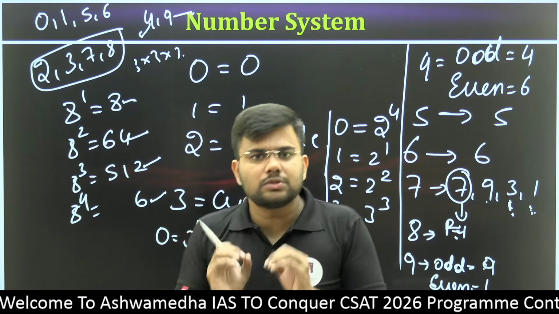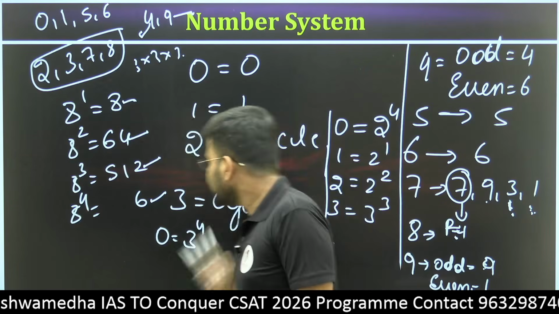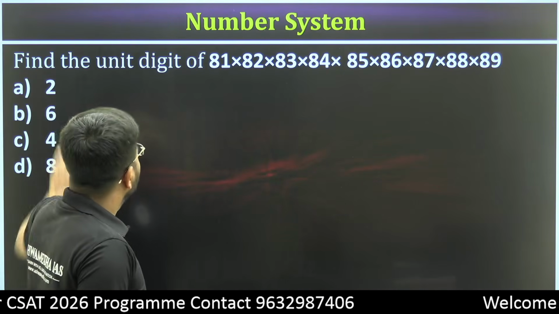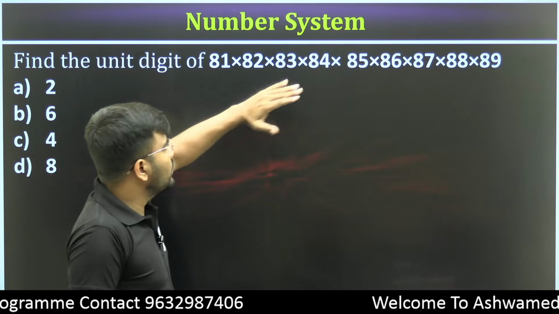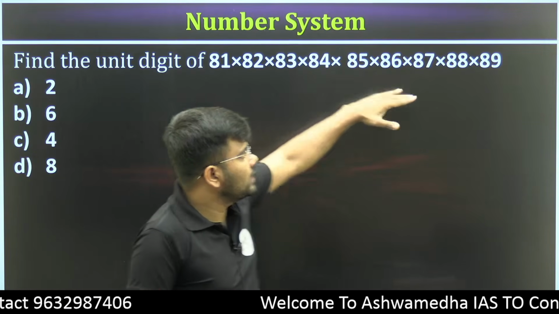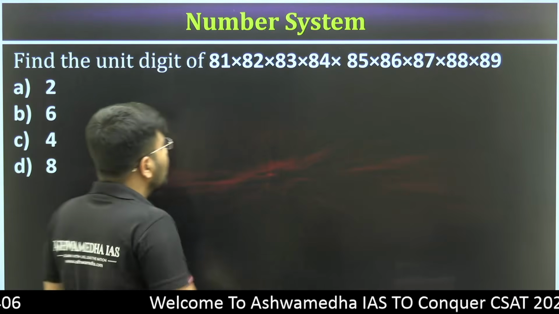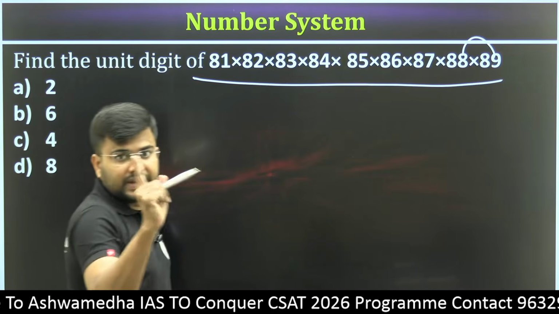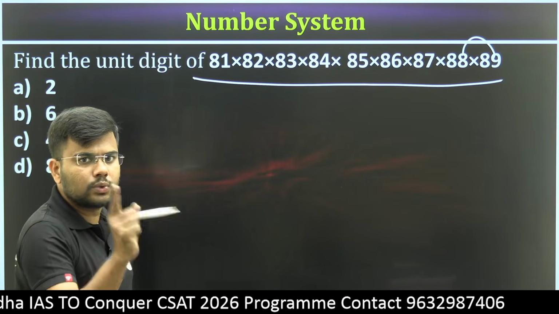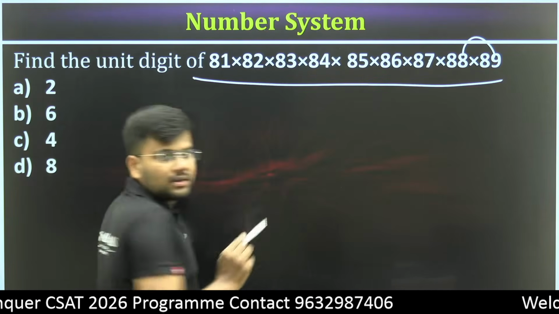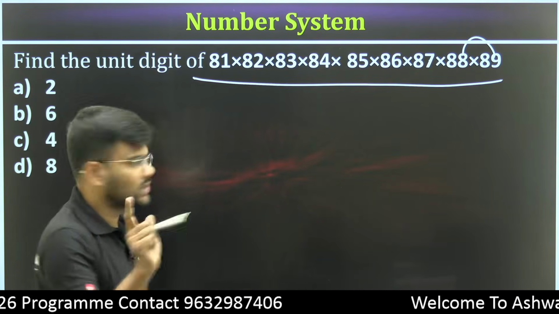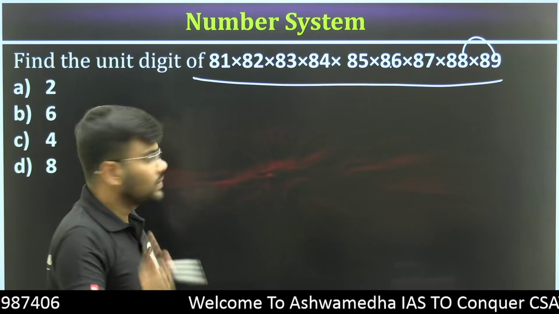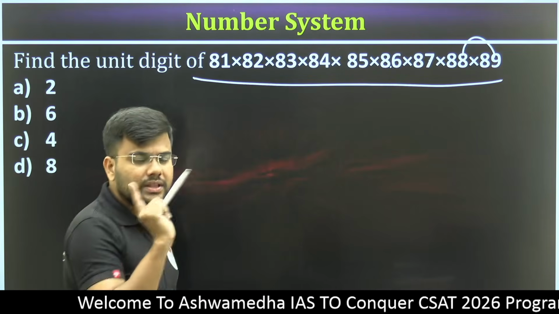Let's see the questions based on these themes. The first question: find the unit digit of 81 into 82 into 83 into 84 into 85 into 86 into 87 into 88 into 89. What are you supposed to do? Just multiply the digit in the units place. That is 9 8s are 72. The unit digit of 72 is 2. 2 7s are 56. The digit in the units place is 6. 6 6s are 36. The digit in the units place is 6. 6 5s are 30. The digit in the units place is 0.